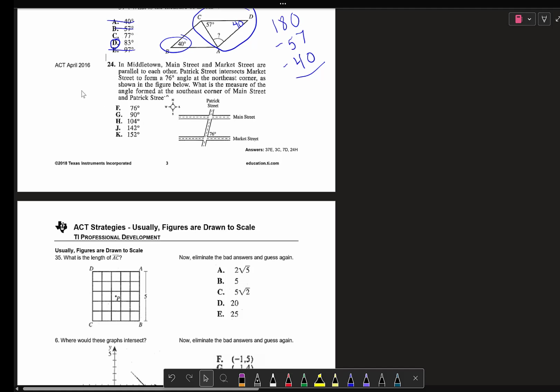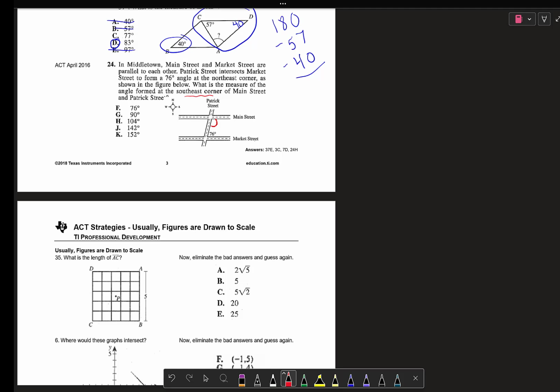All right, finally, this problem: in Middletown, Main Street and Market Street are parallel to each other. Patrick Street intersects Market Street to form a 76-degree angle. What is the measure of the angle formed at the southeast corner of Main and Patrick? So southeast corner, this angle here.